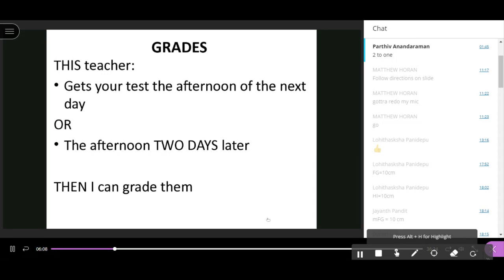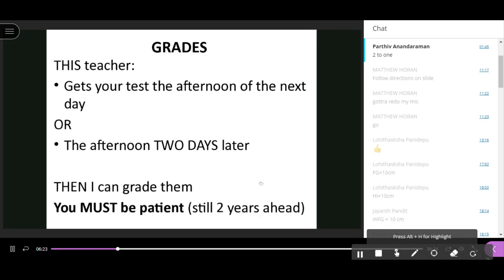I grade the interoffice mail, the actual physical copies, and the interoffice mail takes a day and a half to 2 days to get here. So just don't think I get anything until 48 hours later. Then I grade them. You're going to have to be patient. You must be patient. I'm not asking you. I'm telling you. You must be patient. You're still 2 years ahead in math. None of that changes. All right.